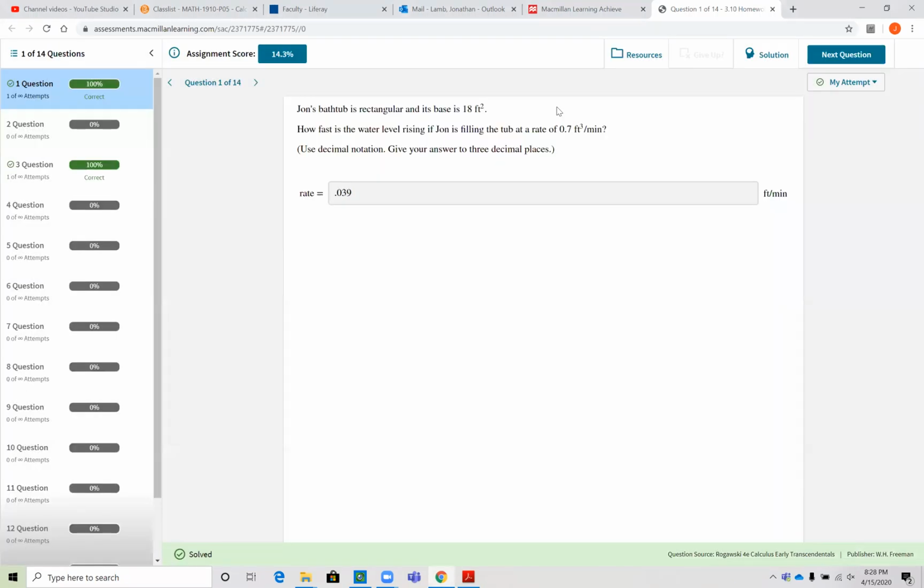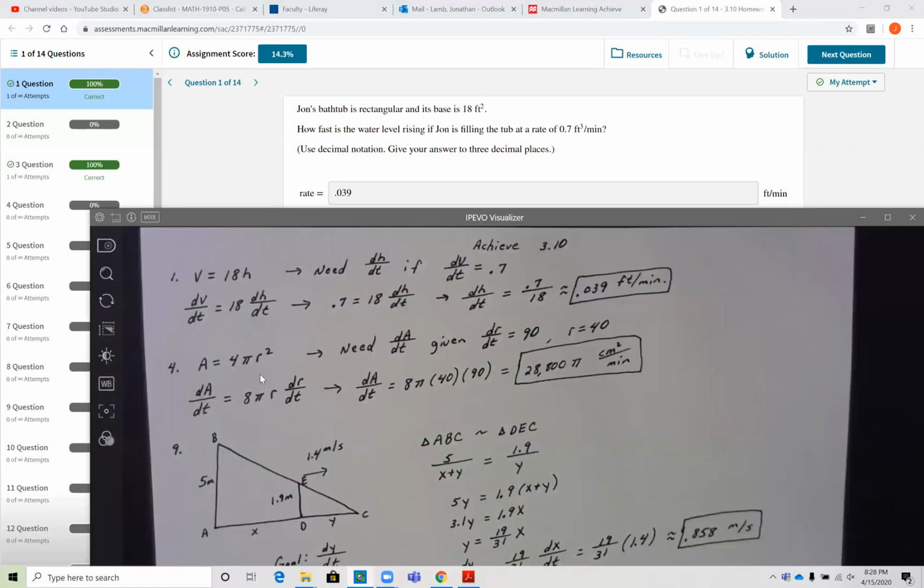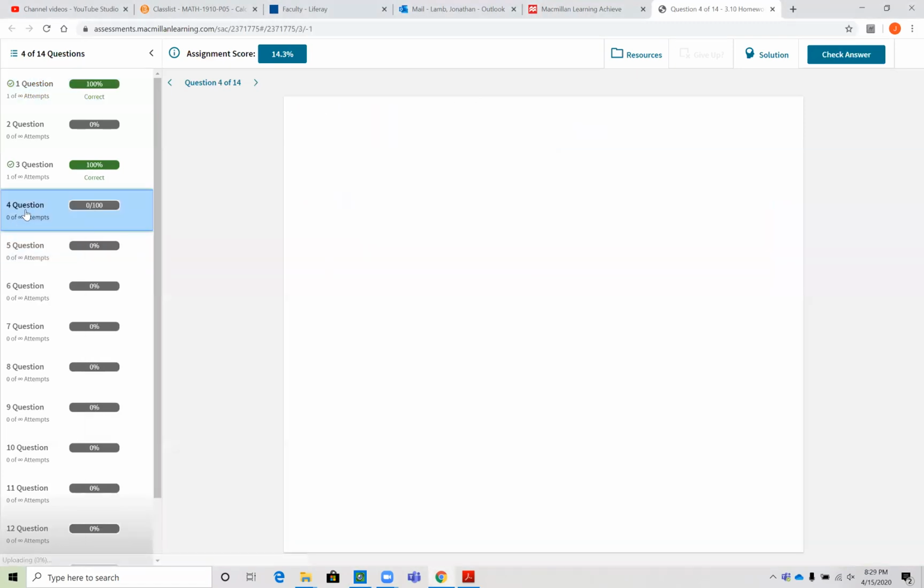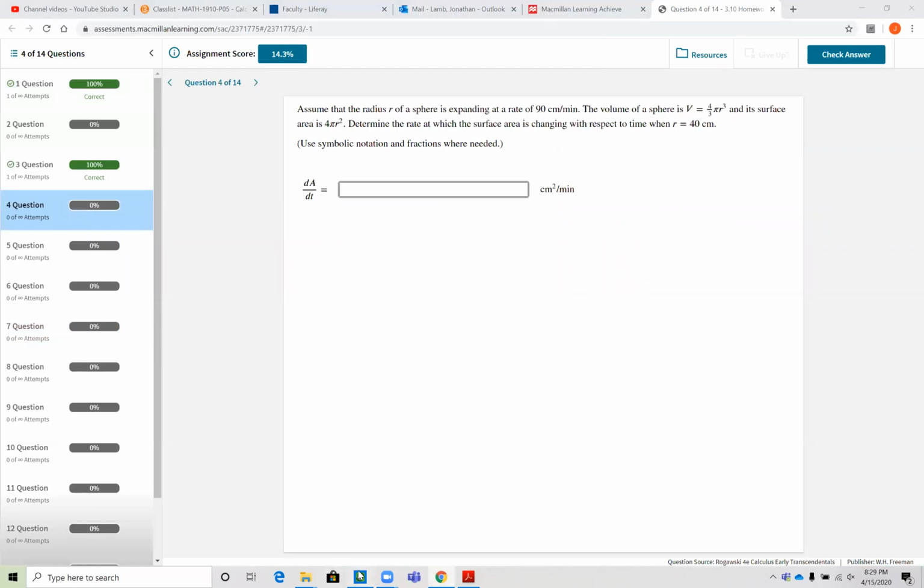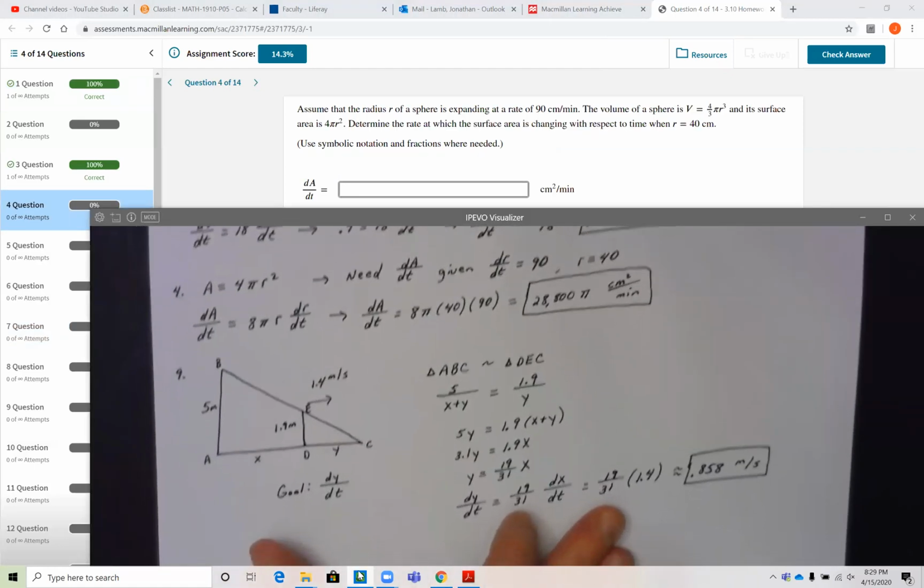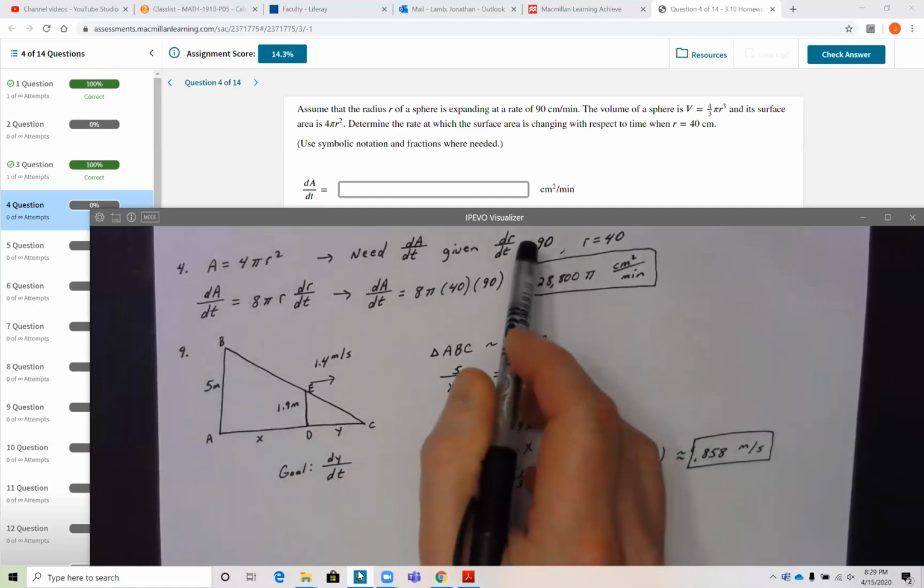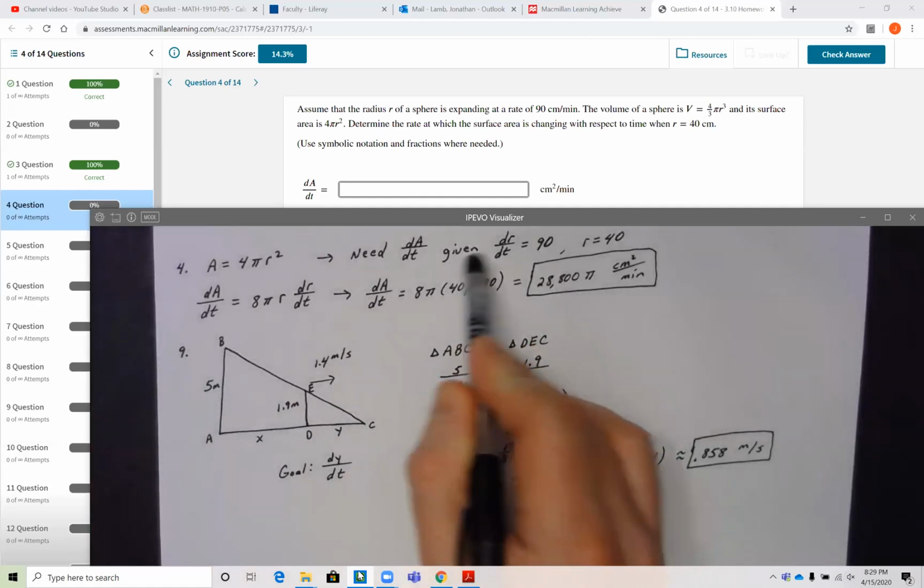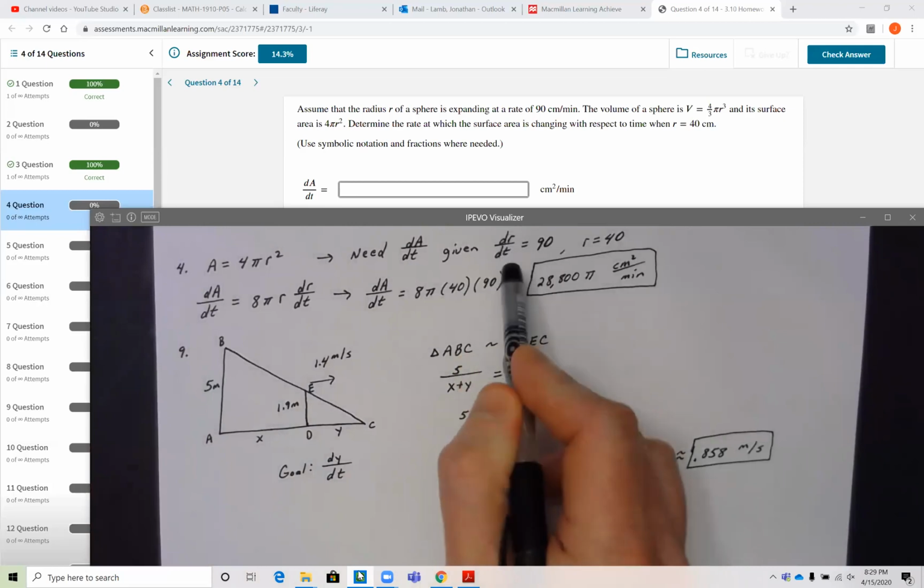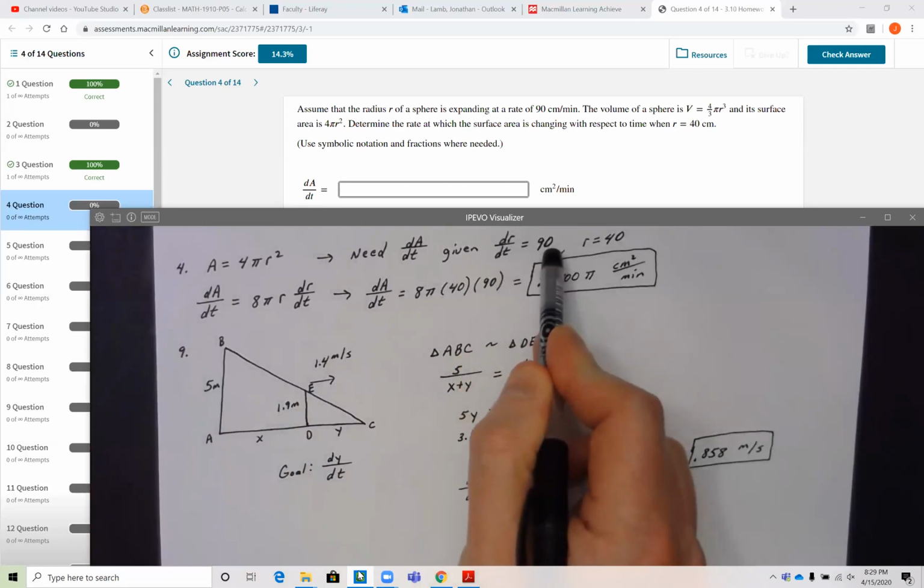Now, if we look at the next one that was asked, number 4, here's where I worked it on the document camera. For this problem, the first thing it's telling you is to assume that the radius of a sphere is expanding at a rate of 90 centimeters per minute. So that very first sentence, I went right here. You're given dr/dt, the change in the radius with respect to time, is 90.